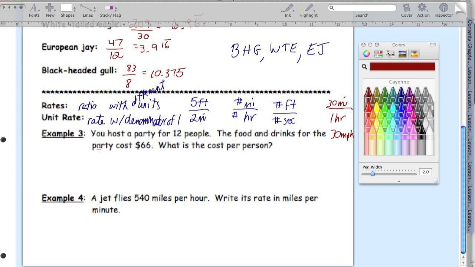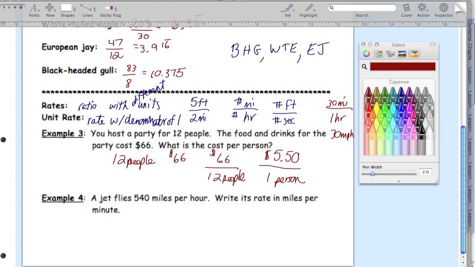So in example 3, you host a party for 12 people. The food and drinks for the party cost $66. What is the cost per person? So there's 12 people. Okay, $66 for all of you. So you want to know the cost per person. So what you want in the end is money for every one person. So we want to set that up in a similar form. So we're going to do $66 for 12 people. And then we can divide. 66 divided by 12 is going to tell us that it's actually $5.50 for one person. And that's how we get that.